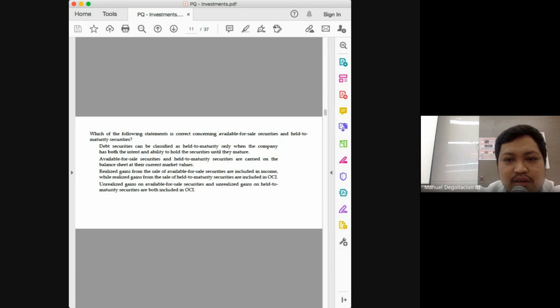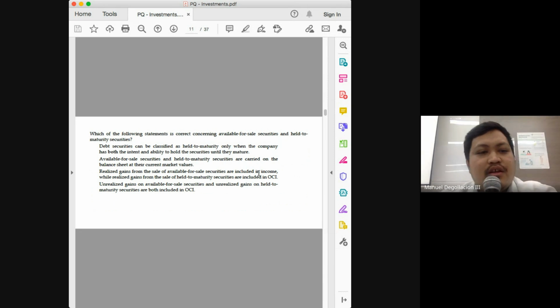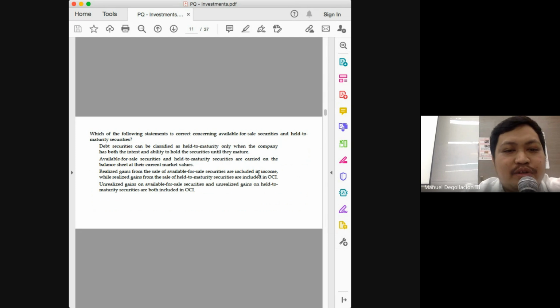Next, which of the following statements is correct concerning available for sale securities and held to maturity securities? We're looking for the correct statement. Debt securities can be classified as held to maturity only when the company has both the intent and ability to hold the securities until they mature. Okay? This is true. Please remember this one, class. This might be asked as an essay question in your pre-finals.